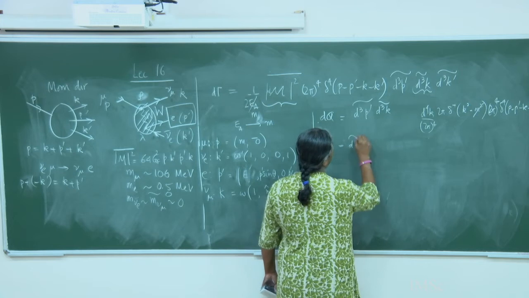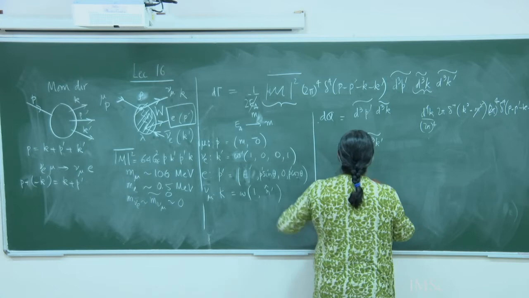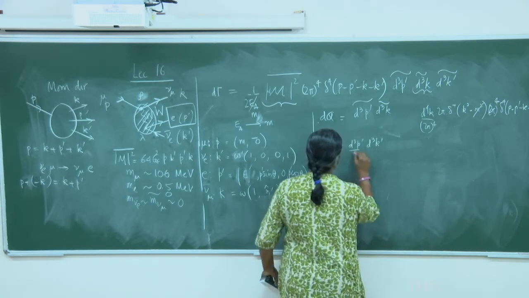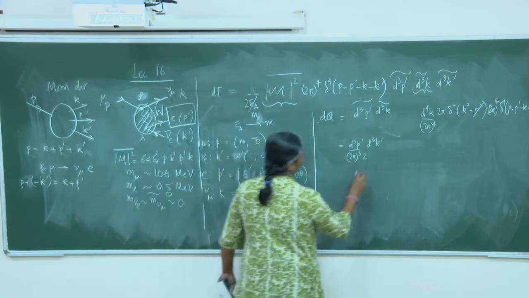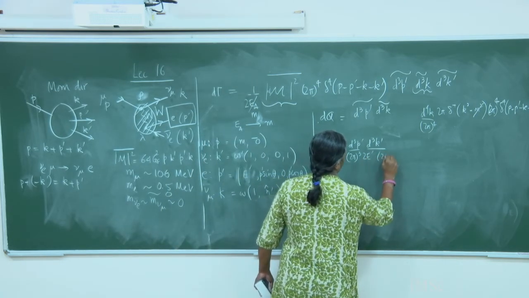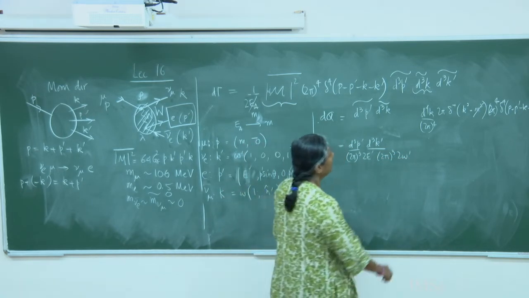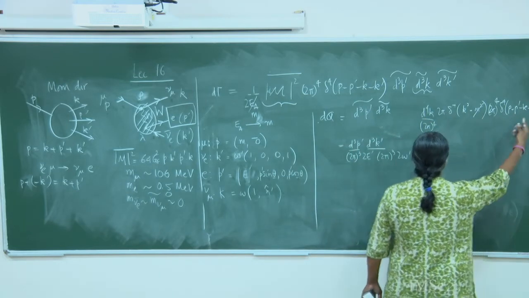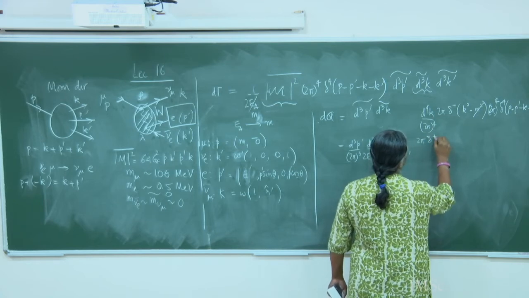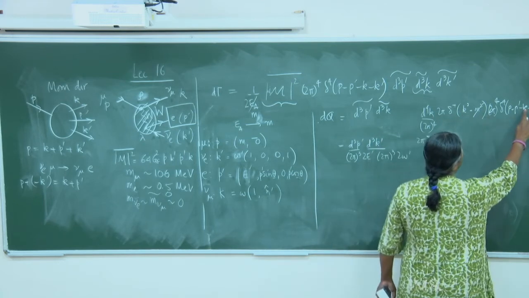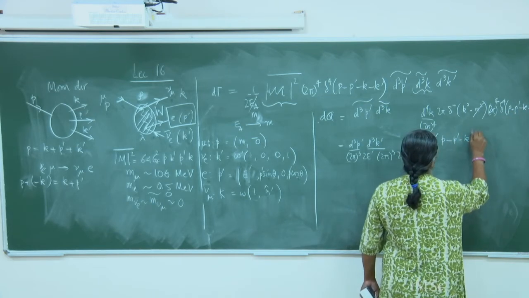D cubed p prime, d cubed k prime. So maybe I should just at this point write down what they are. 2 pi cubed 2 e prime by 2 pi cubed 2 omega prime, right. And now d4k delta 4k is just 1. So everything goes away. I am left with only 2 pi delta plus of, what is k now? K is p minus p prime minus k prime, p minus p prime minus k prime squared.